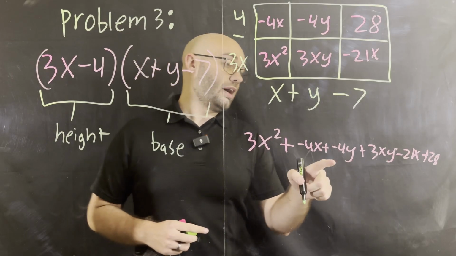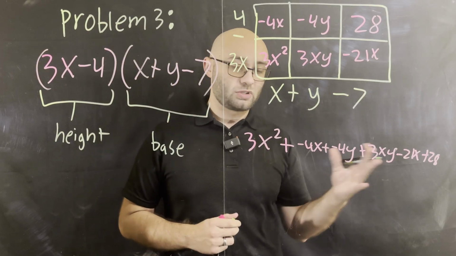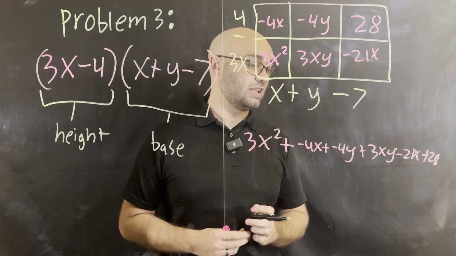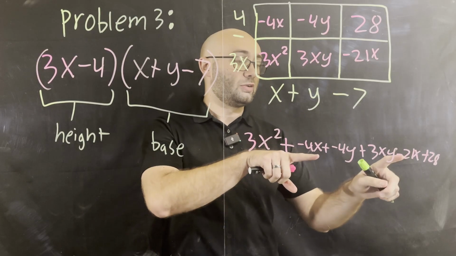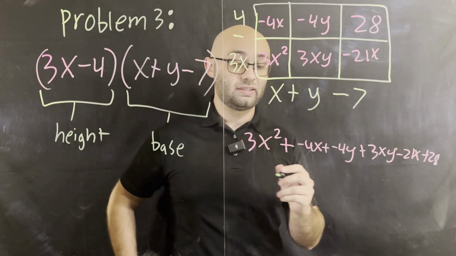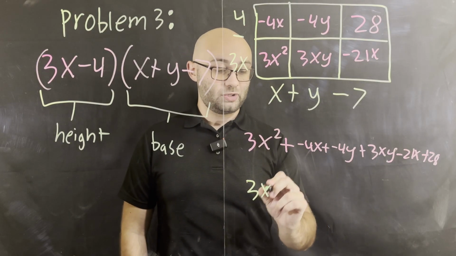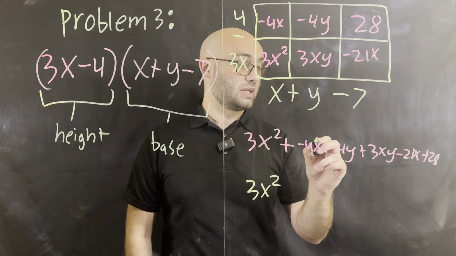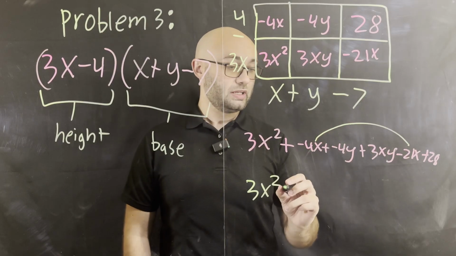So if we look here, we got a y, we got an xy, those don't combine. X squared, that doesn't have any like terms. Oh, if we look here, I have a negative 4x and a negative 21x. So I can combine like terms there. So I got 3x squared, and let's combine these two.